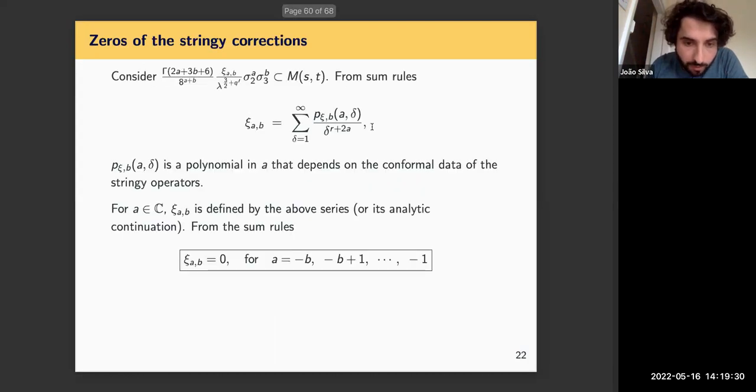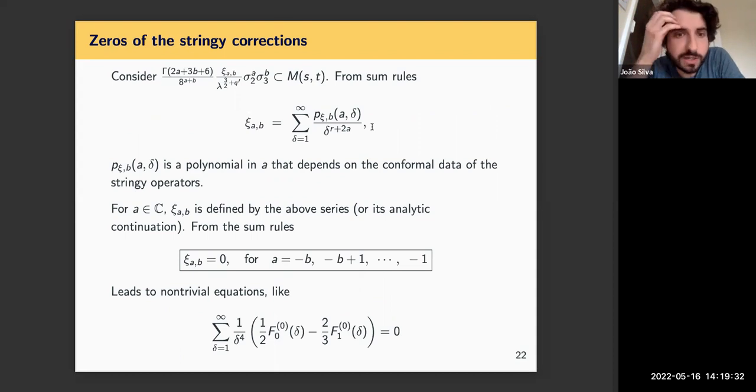I want to tell you about two more of our results. One result concerns the structure of these stringy corrections. Consider a contact term like this that appears in the Mellin amplitude. Let me write the coefficient that's multiplying it in this way. It's convenient to have some gamma functions. And the coefficient is basically this psi AB. In principle, this psi AB is defined for A equals 0, 1, 2, etc., and for B also a natural number.